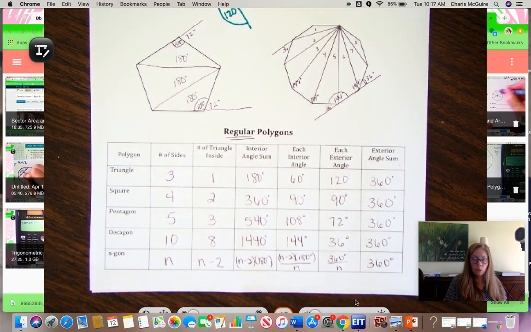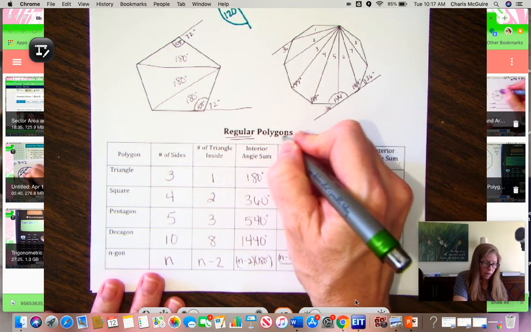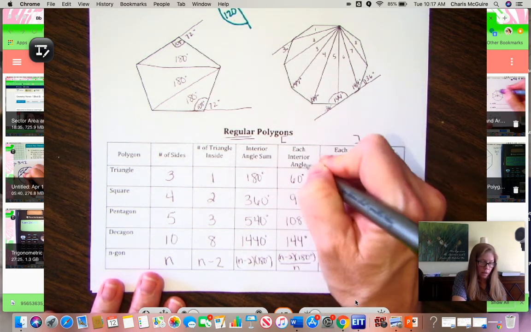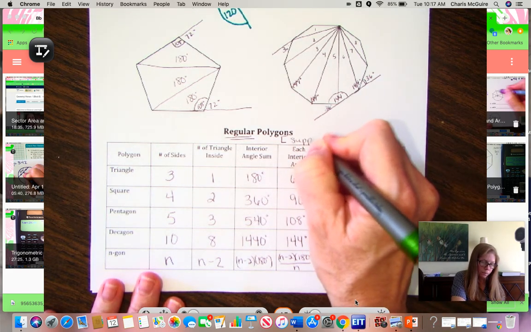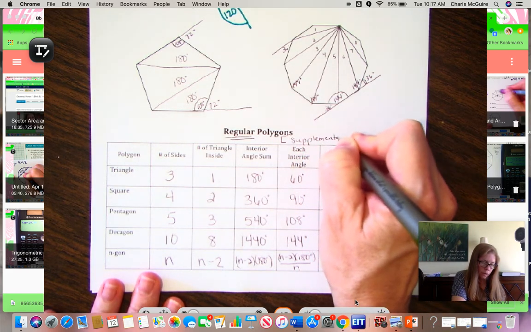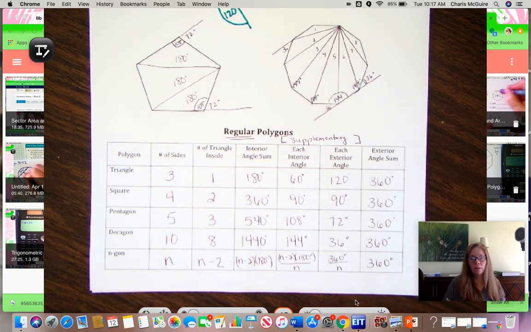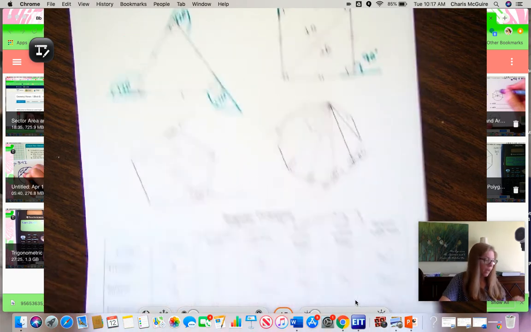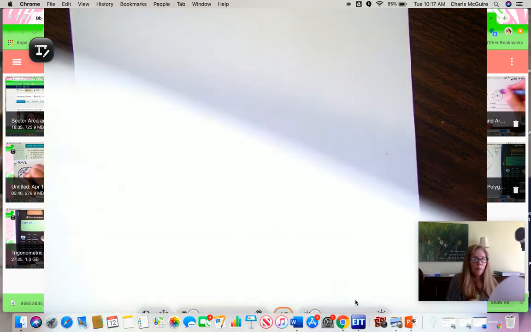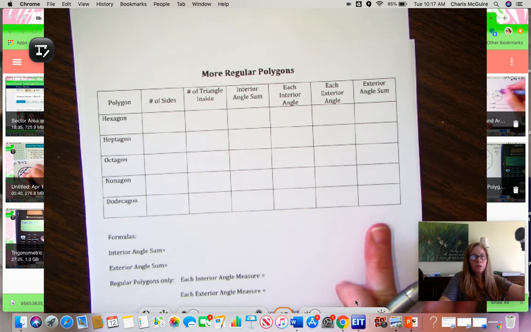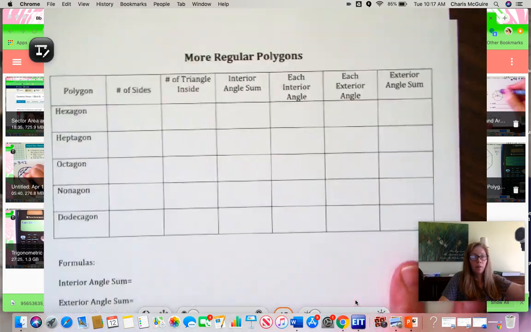Now here's the cool thing, and you want to make sure you understand this, is that these 2 categories right here, the interior angle and the exterior angle, they are supplementary. So that's going to help you figure out some of your problems. All right, let's go to the second page. Now I have another table for you on the second page. We are not going to go through and fill out this entire table.